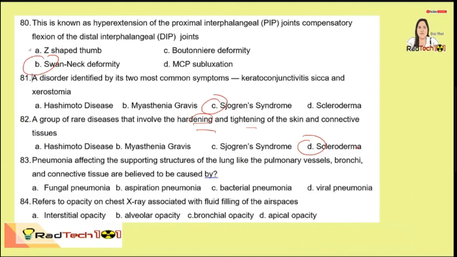Number 83: pneumonia affecting the supporting structures of the lung, like the pulmonary vessels, bronchi, and connective tissue, is believed to be caused by viral pneumonia. So it affects the pulmonary vessels, bronchi, and connective tissue.